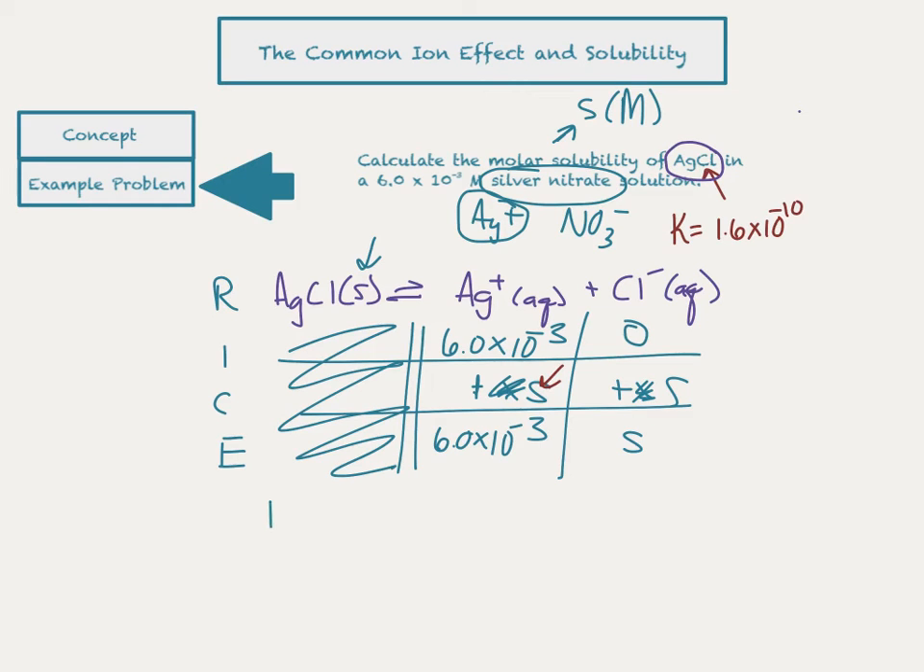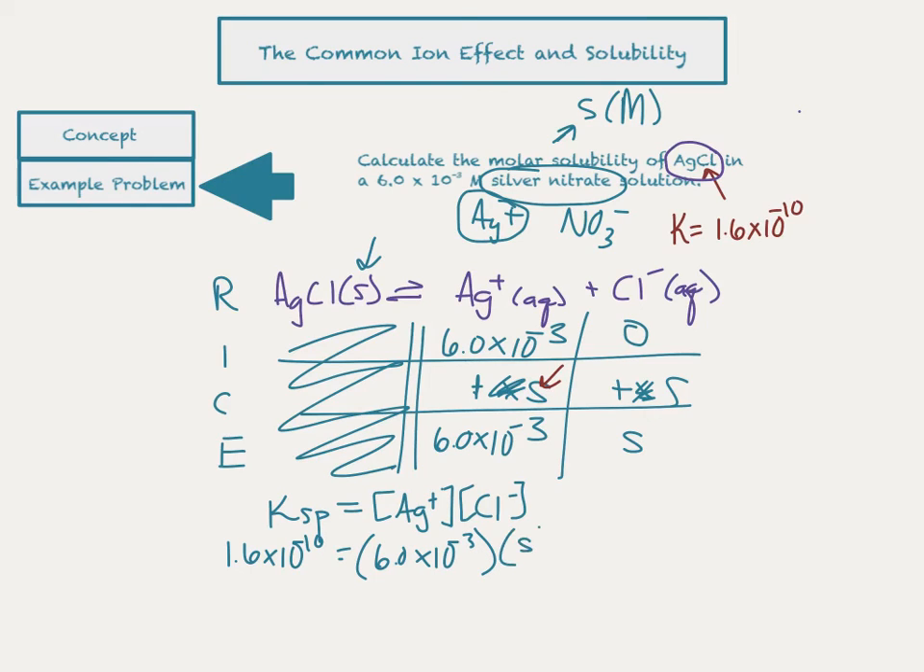Now I just need to set up my equilibrium expression where my Ksp is going to be equal to my silver ions multiplied by the chloride ion concentrations. Enter in my numbers. 1.6 times 10 to the negative 10 equals my silver number, 6.0 times 10 to the minus 3, times the molar solubility, and solve for my S. So my molar solubility for this compound in this particular situation will be 2.7 times 10 to the negative 8.